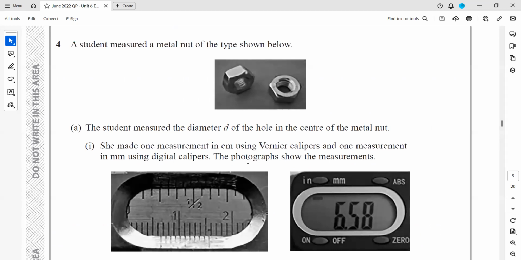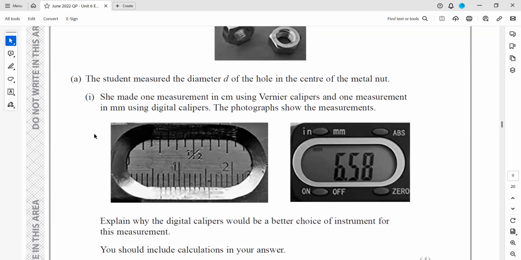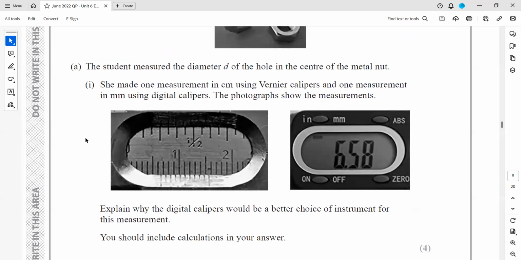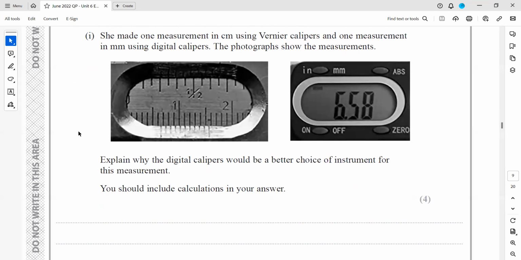Moving on to question 4, a student measured a metal nut of a type shown below. The student measured the diameter of the hole in the center of the metal nut. She made one measurement in centimeters using a vernier caliper, and one measurement in millimeters using a digital caliper. The photograph shows the measurements. Explain why digital calipers would be a better choice of instrument for this measurement. You should include calculation in your answer.